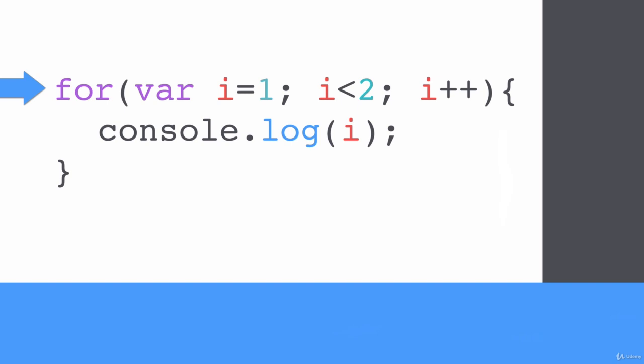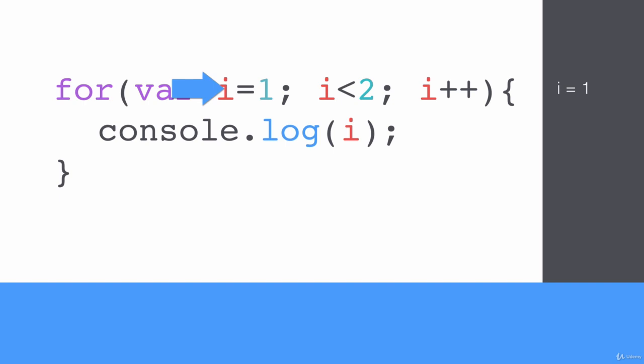So let's take a look at this for loop in action. In our case, we've got a for loop where we start off with variable i that's equal to 1. We're ending when i is less than 2, and we're incrementing i by 1 each time. Inside the for loop, we're simply logging the value of i. So once we get to this line, the computer will run this code and create a variable i, and it will set it to equal 1.